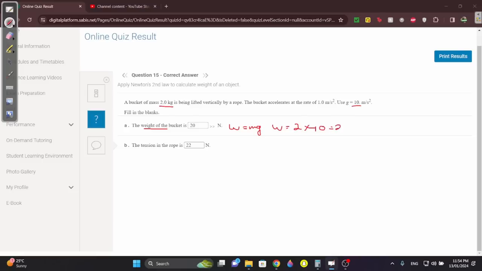So you get 20 newtons. The tension in the rope. Okay, you have to think about the rope. What is the rope carrying? Let's look. This is the box. The weight is 20. Okay.